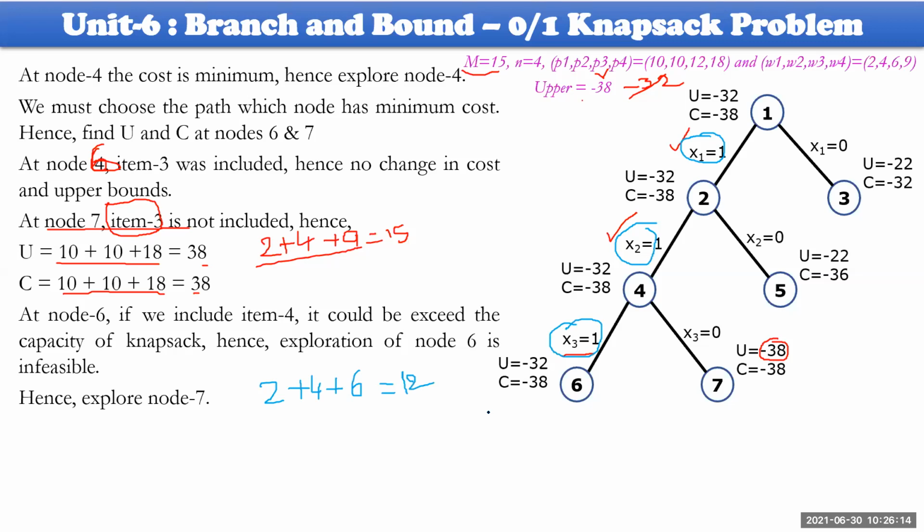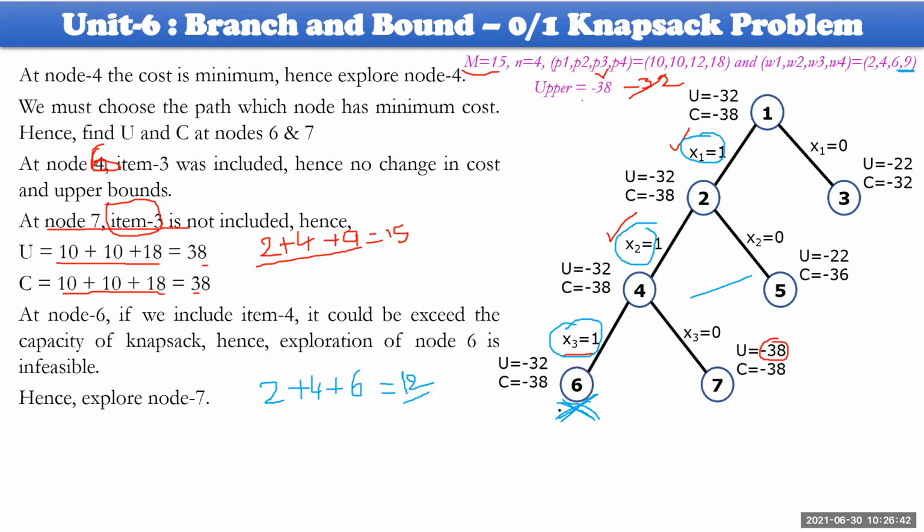Okay, 6 plus 4 plus 2, that is up to this one, it is 12. If you are supposed to place the next item weight, it will go to 21. So the exploration of this particular node is infeasible because you are not able to place the next weight completely into the knapsack.